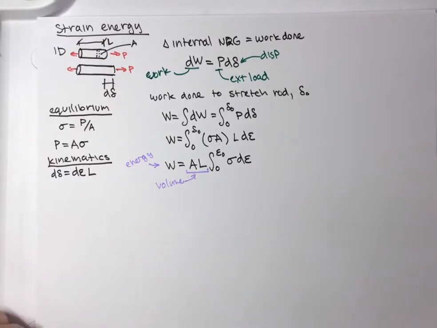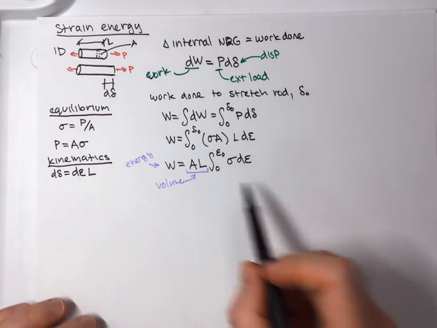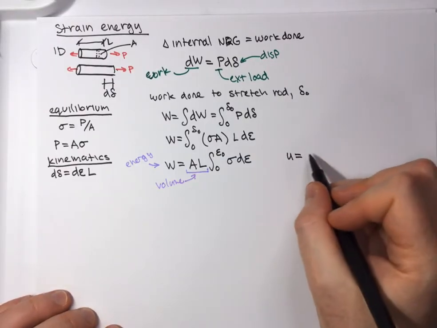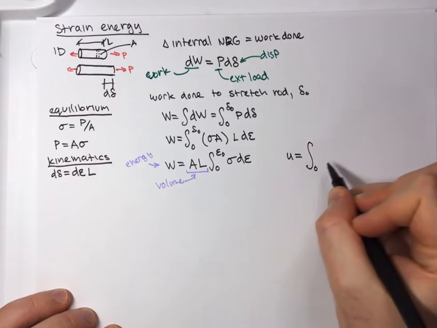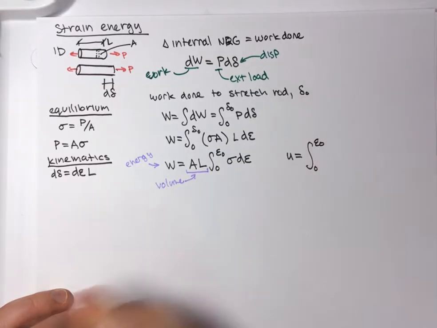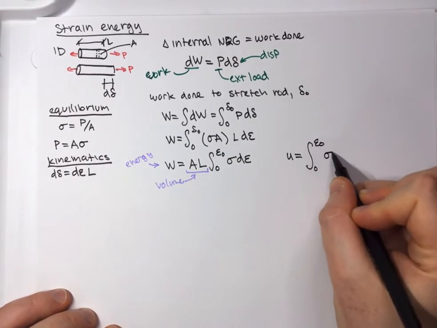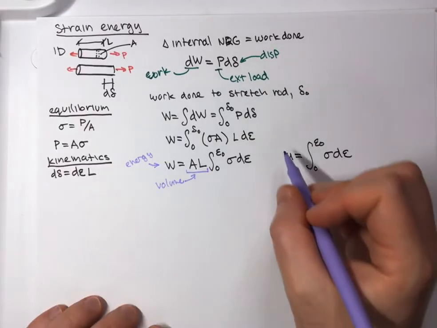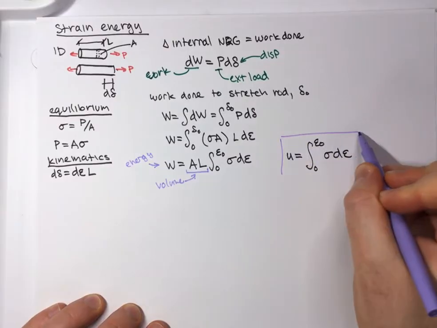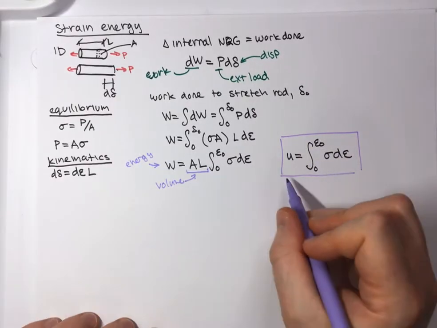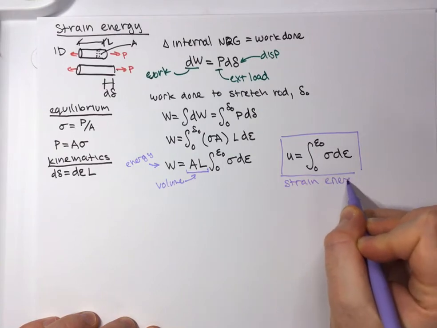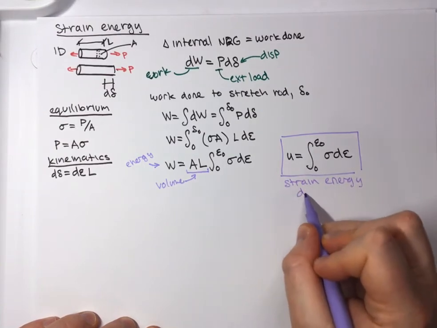And so what might be interesting is to think about what's left. What we're going to call that is U, and it's equal to the integral from 0 to epsilon naught, so some strain, of sigma d epsilon. And what we're going to call that, because we've got to have names for everything, is strain energy density.